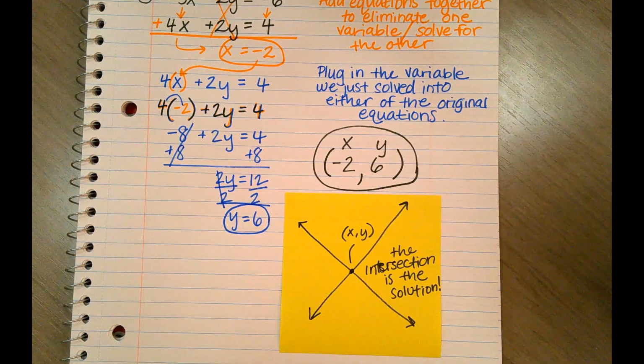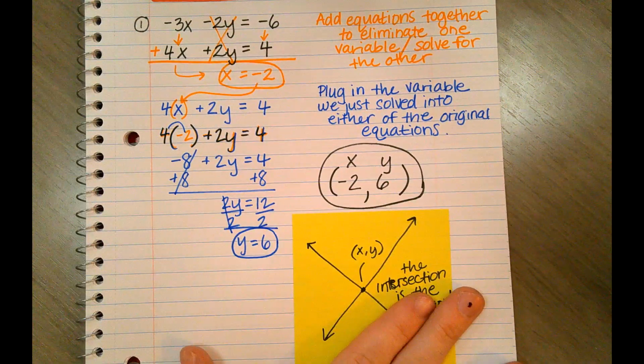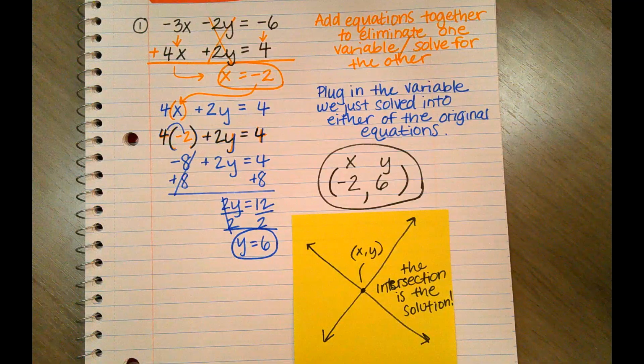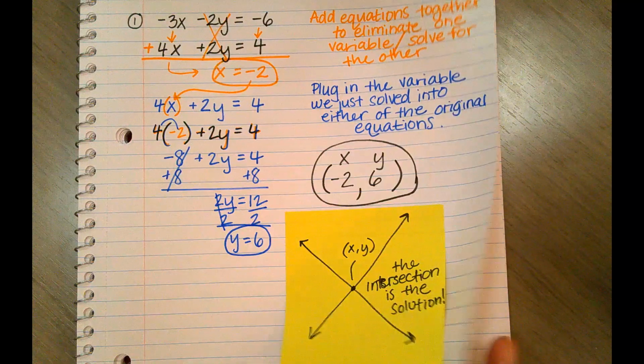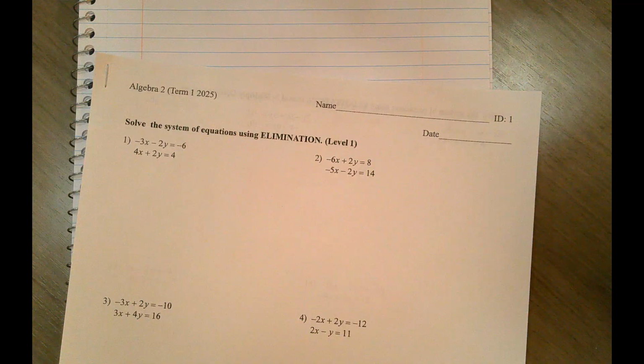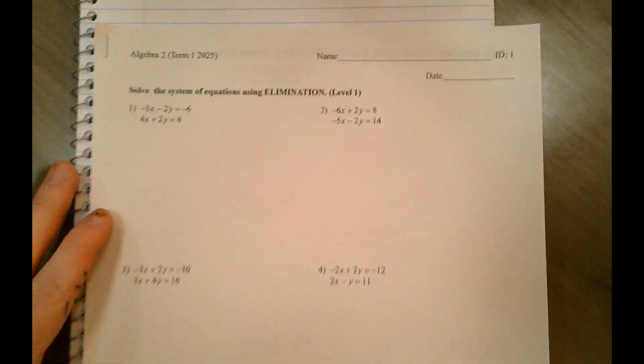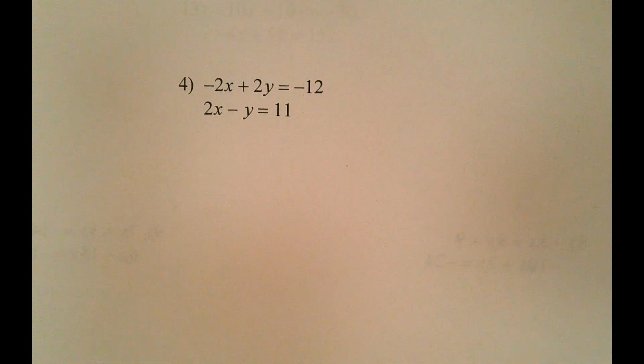There's 3 levels to elimination. This is just level 1, where all we have to do is add the equations together and then plug in that answer to find the other variables. So let's just make sure we got that. So this time, I'm gonna do it on my worksheet, save some paper. And I said, let's look at number 4. I'll use a pencil so it doesn't bleed through.